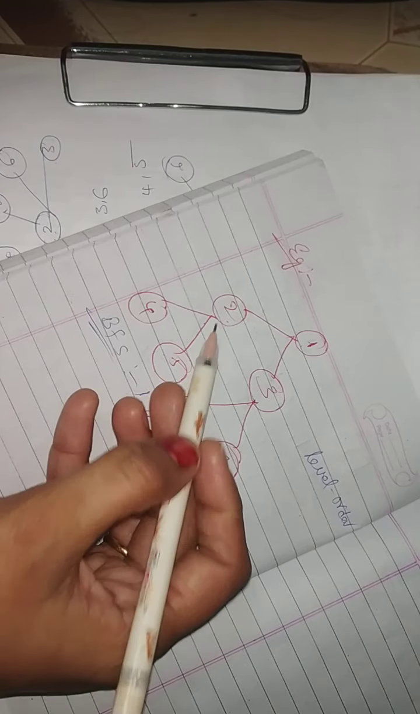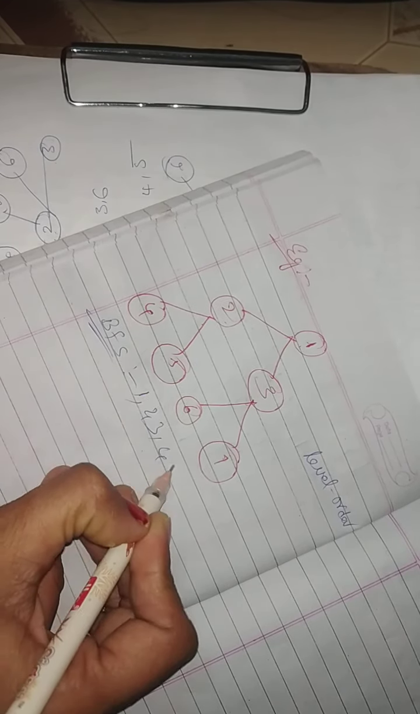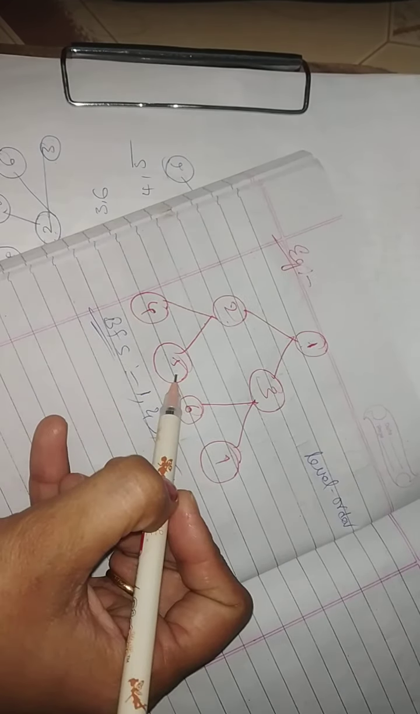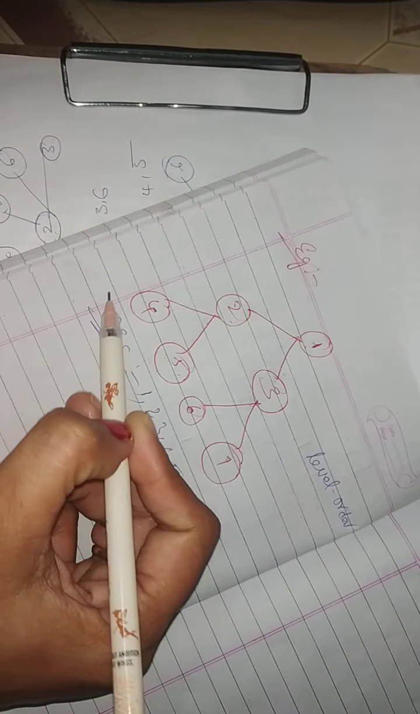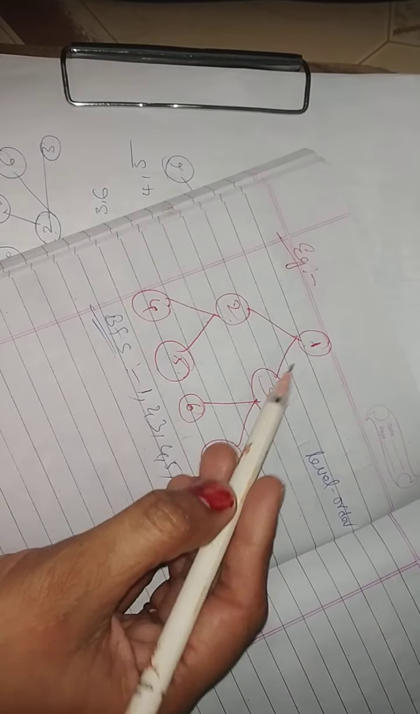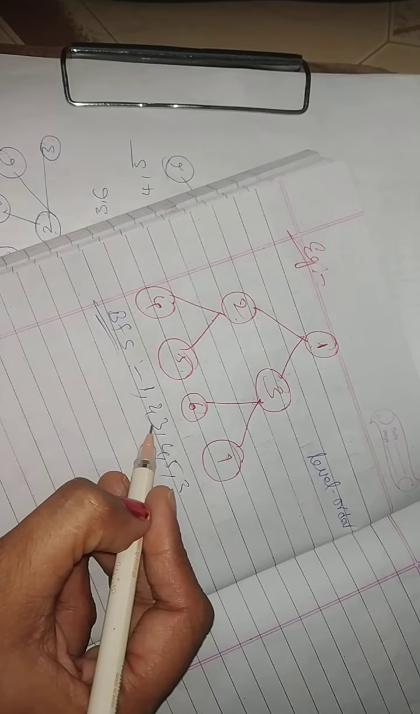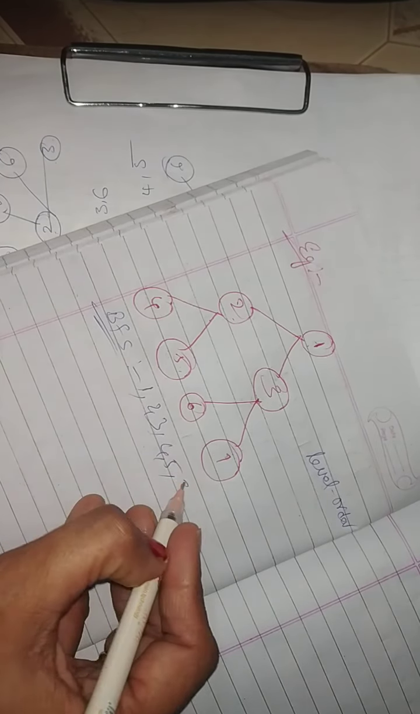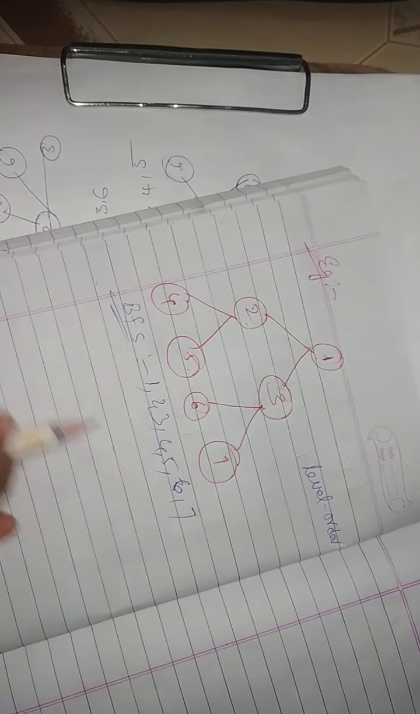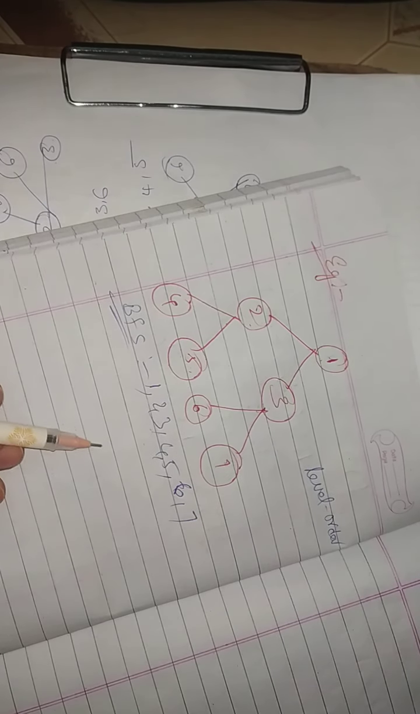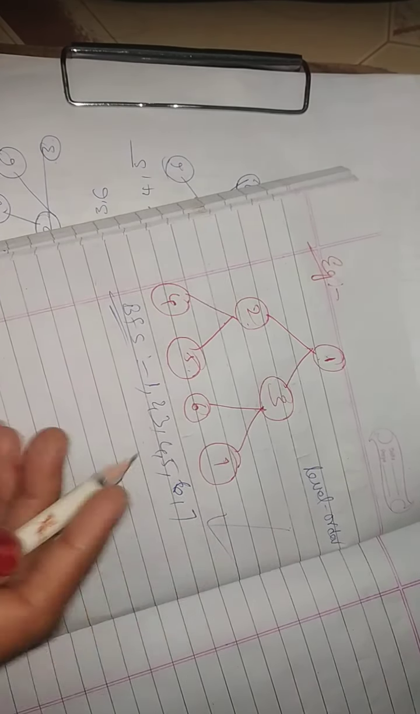I am taking 2. 2 explores 4, 5, right? So next, any other exploration? No. And next 3. 3 is already written, which means that I visited 3. 3 explores 6, 7 like this. 1, 2, 3, 4, 5, 6, 7. It's like a level order, right?